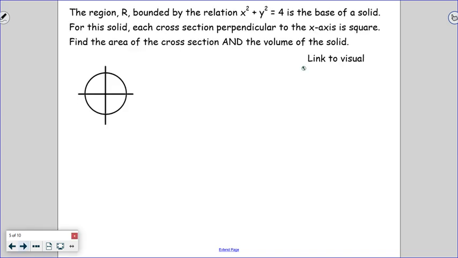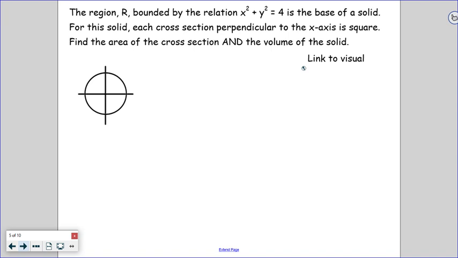All right, second example. So again, changing our shapes here. It says the region R, which is what you're looking at there, is bounded by the relation x squared plus y squared equals 4. That's the equation of a circle. We see a circle. It is the base of our solid. For this solid, each cross section perpendicular to the x-axis is a square. So again, it tells us about our cross sections. Find the area of the cross section and the volume of the solid.